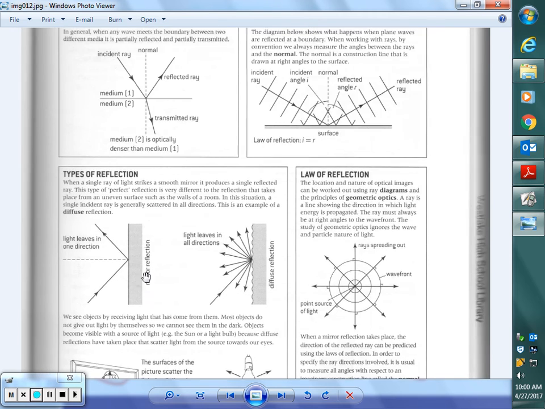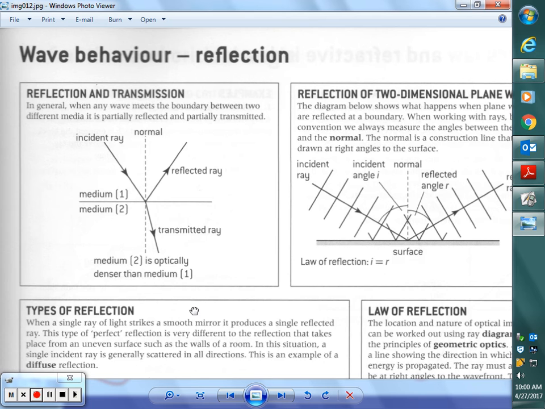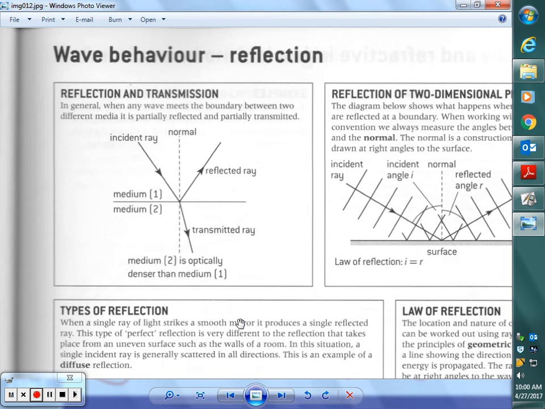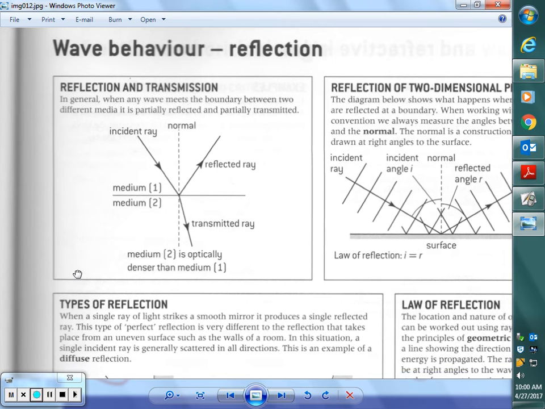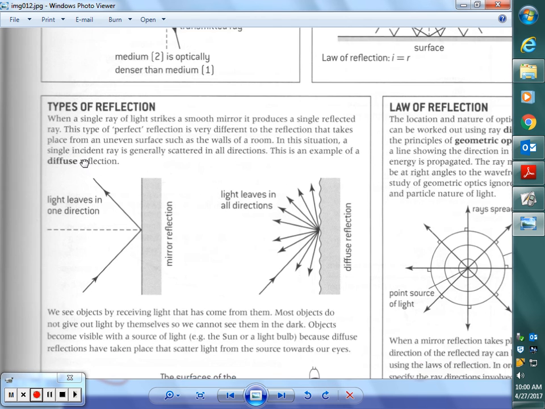lead-in to these other two wave behaviors, right? Reflection and refraction. We just discussed reflection and transmission. When an incident ray encounters a new medium, part of that ray is reflected and part of it is refracted or transmitted through the medium, but there is a change in the direction of that ray because of the different refractive index between the two of them. Types of reflection.